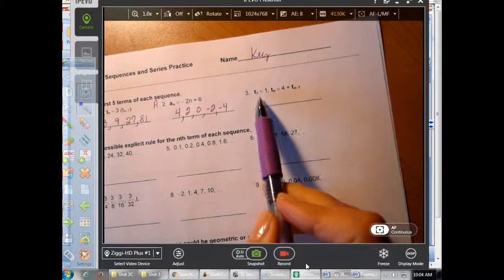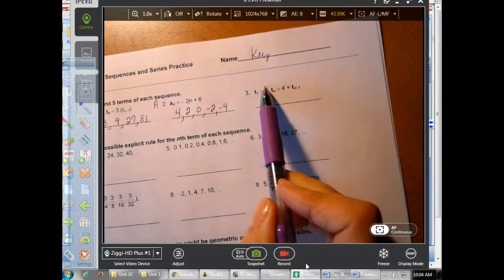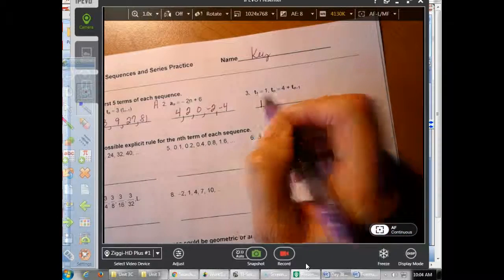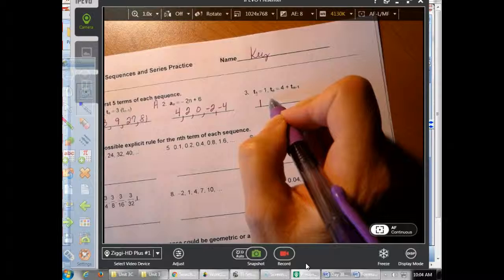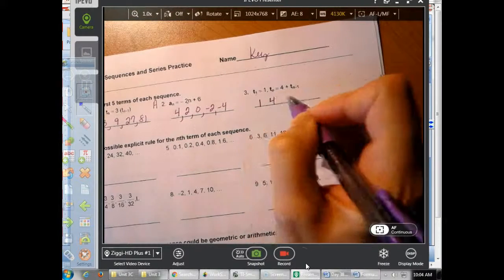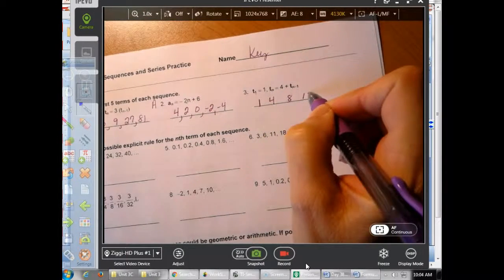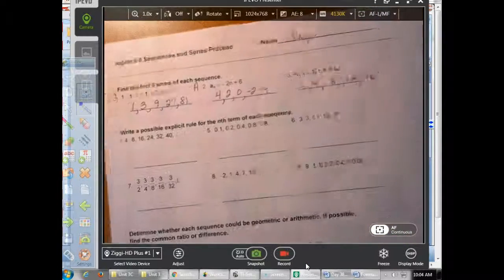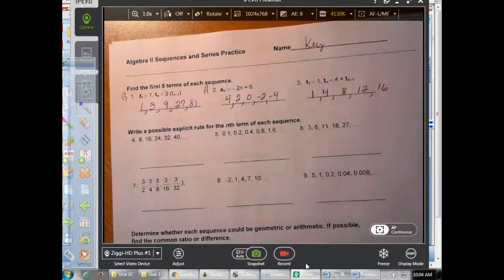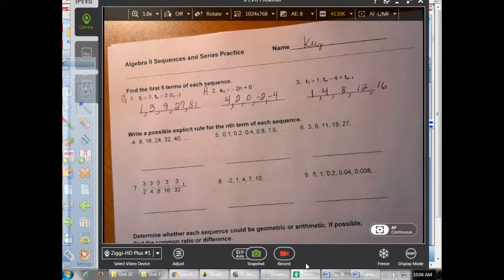Now, the next one says that you have your first value of 1, and you're going to add 4 to get to every subsequent value. So it'd be 4, 8, 12, and 16. Those would be the first 5 terms there. All right, so that's just a little easing into the whole process by setting up the sequences.